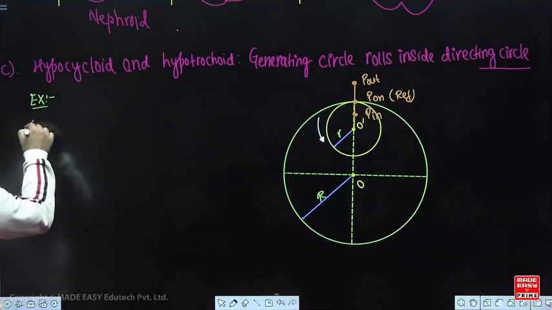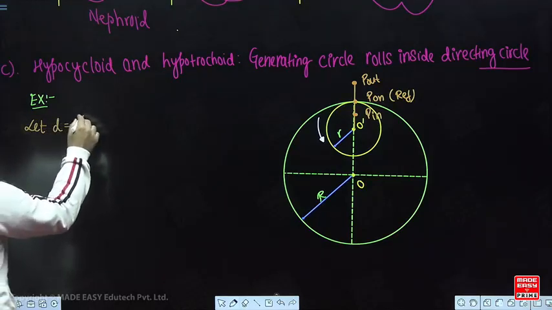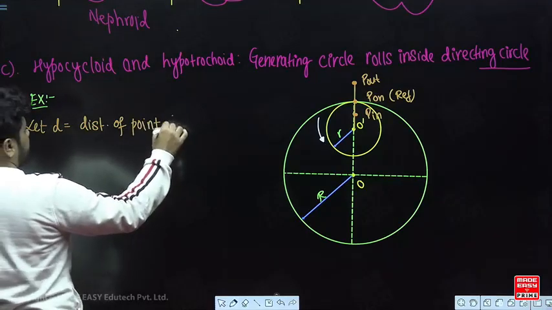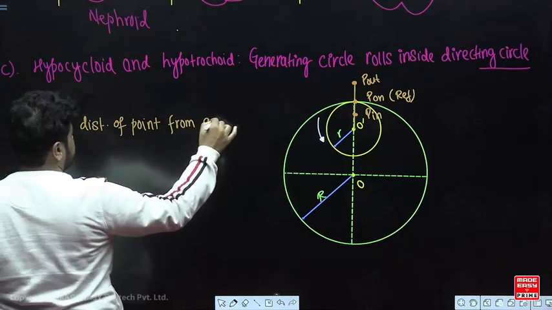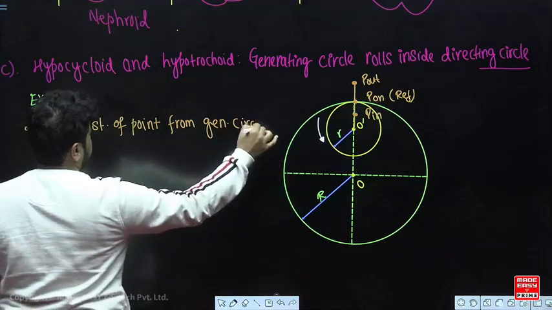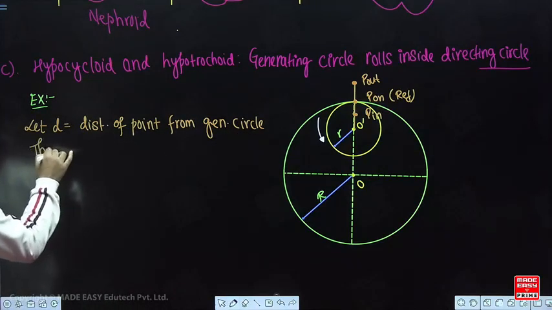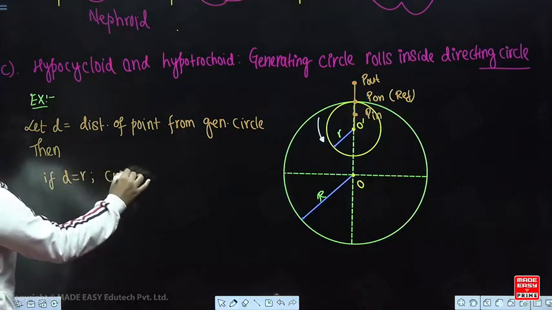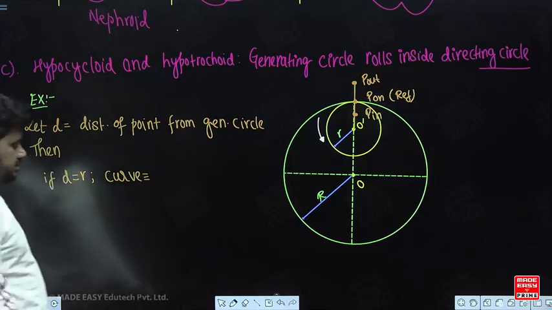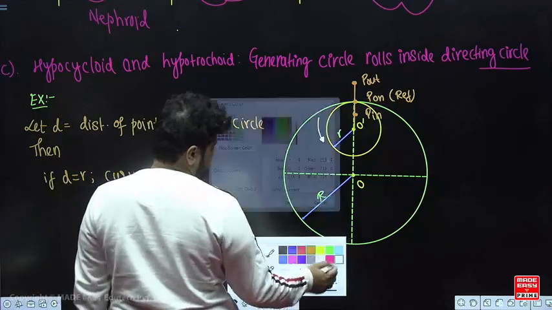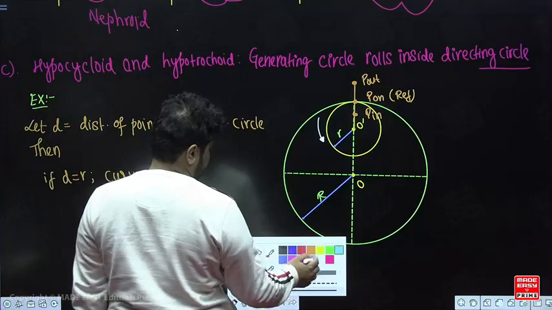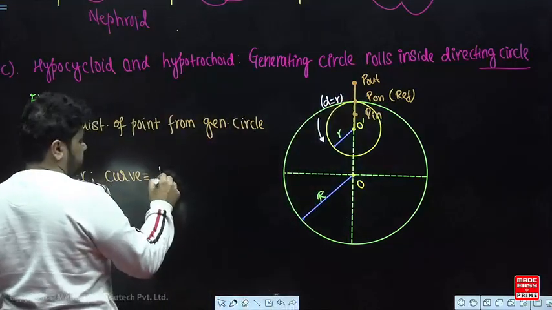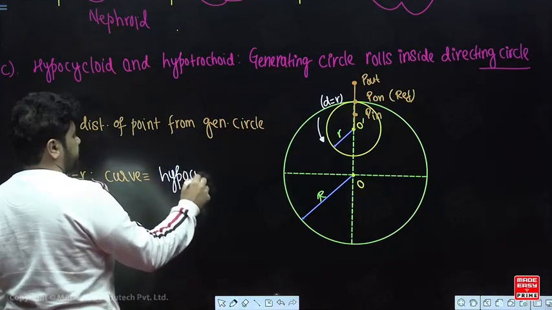So let D be the distance of the point from the generating circle. Then if D is equal to R, in that case what is the curve that will be traced? Now see, D equal to R, where will be the point? So here, this point is your D equal to R. The curve that is traced is called a hypocycloid.